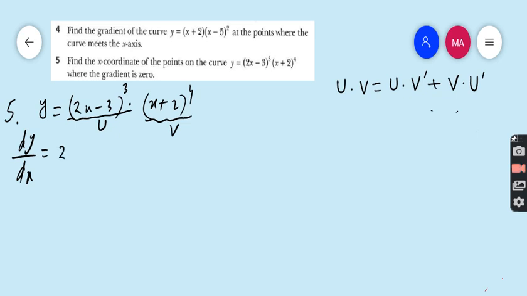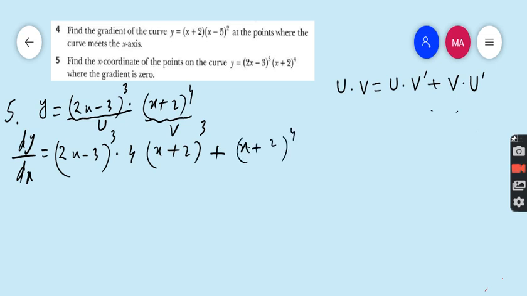So u times derivative of v plus v times the derivative of u. Bring the power down first, subtract 1 from the power, that is 2, multiply by the derivative of the function. The function is 2x minus 3, the derivative of 2x minus 3 is 2. So this is the derivative.